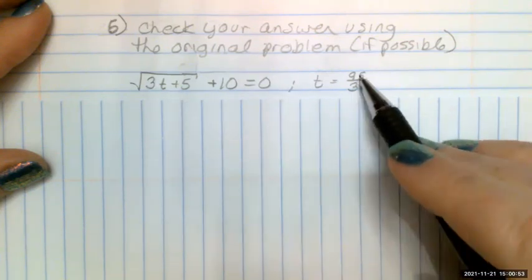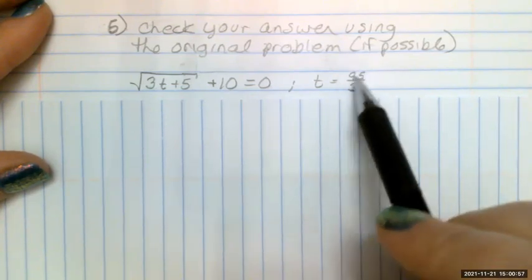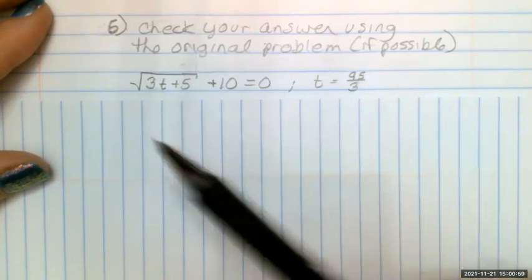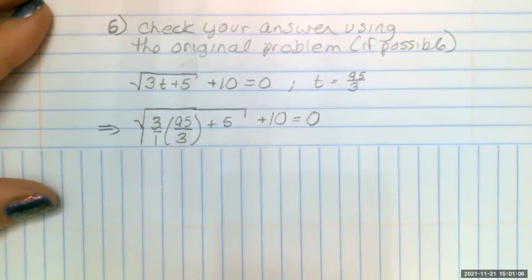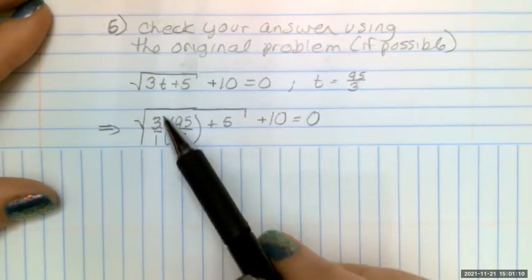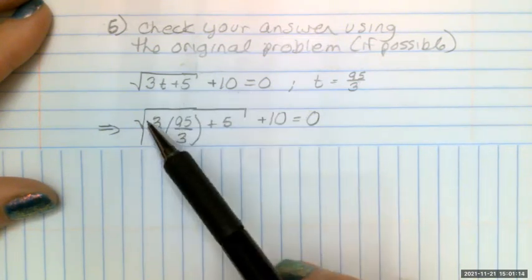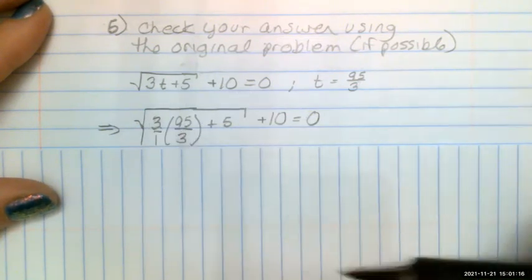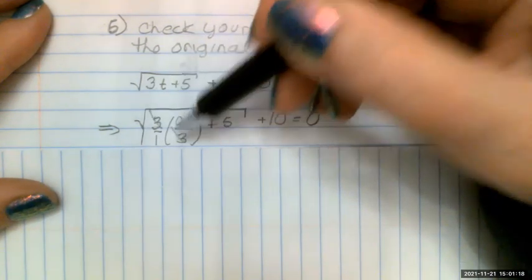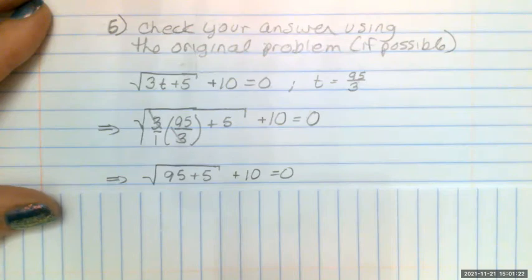My t is 95 over 3. Since t is a fraction, I'm going to change 3 to a fraction as well. So I have 3 over 1 times 95 over 3. I'm only doing the 3 because they're multiplying, the 3 and the 95 over 3. The 3's cancel out, giving me just the square root of 95 plus 5.